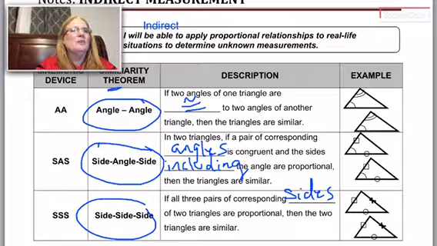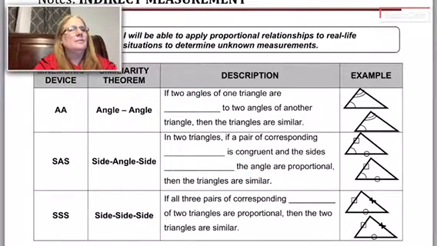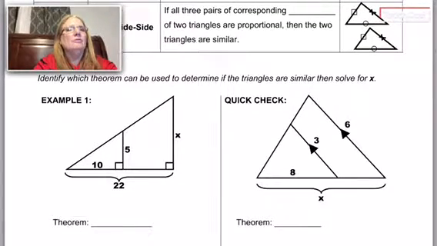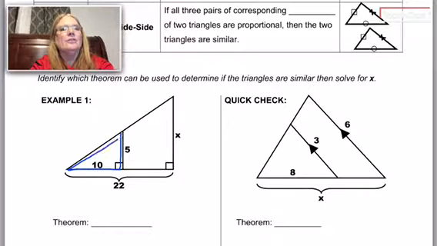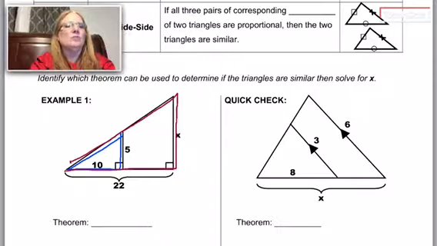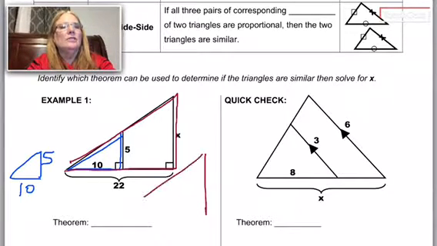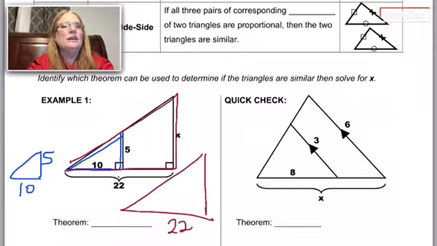So first we need to determine if we have similarity, and then if we do, we can set up proportions or use scale factor to find missing measurements. So in example 1, we have 2 triangles. We have this triangle right here, and then we have the bigger triangle right here. I think it's helpful to draw the triangles separately. So we have the little triangle that has measurements of 5 and 10, and then we have the bigger triangle that has measurements of 22 and x.